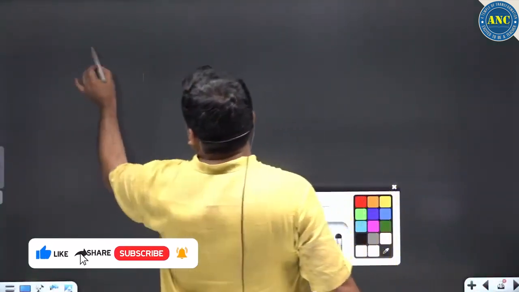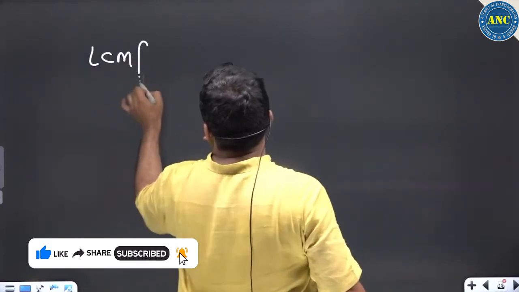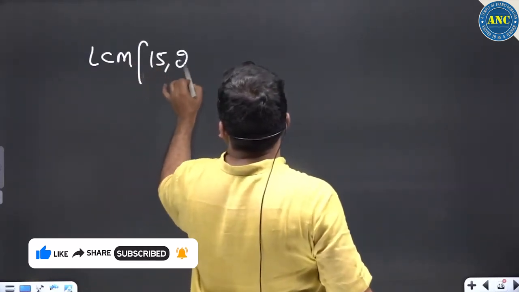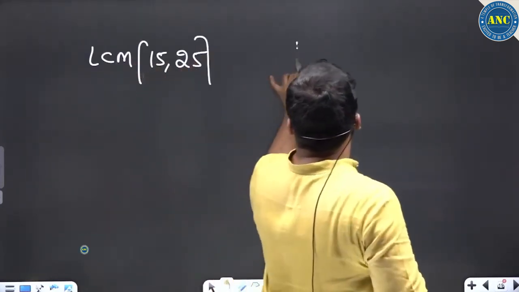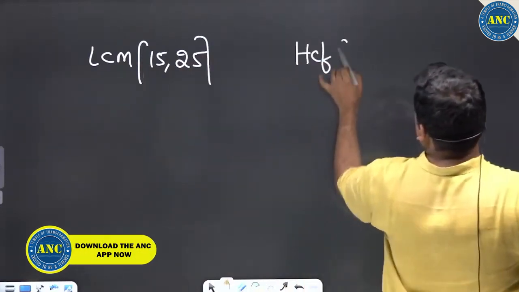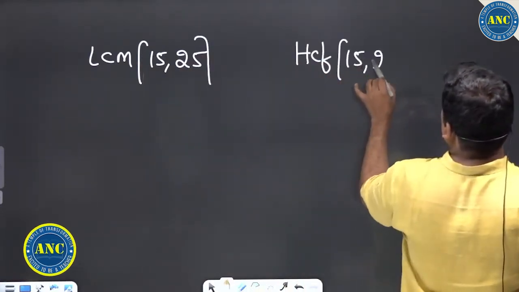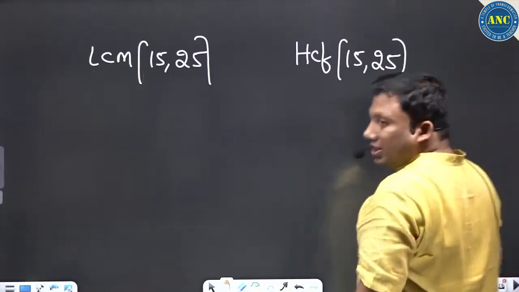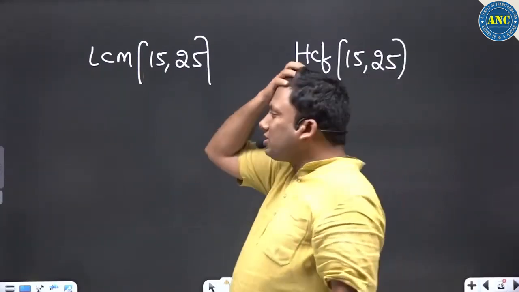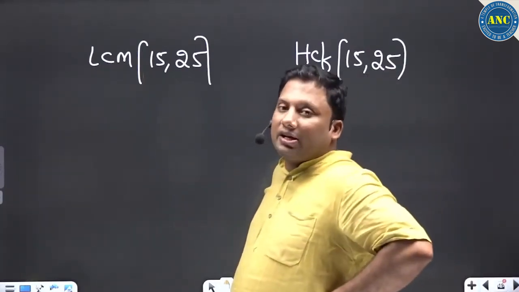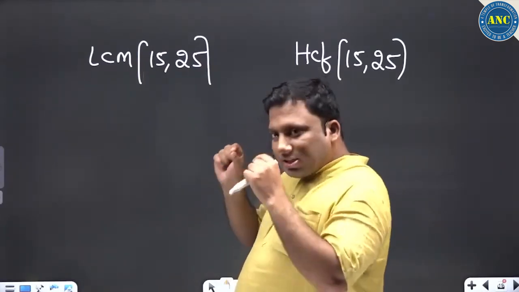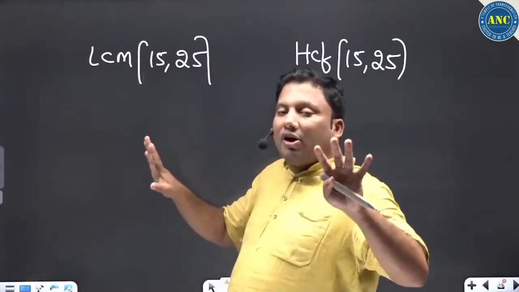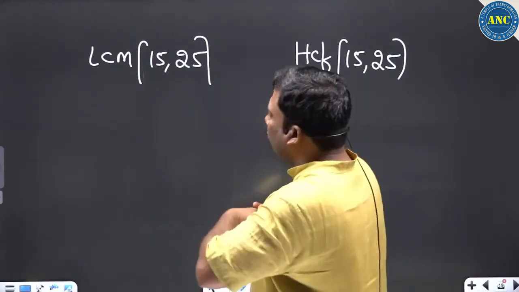LCM of 15, 25. HCF of 15, 25. Listen carefully, sir. This fourth example, LCM of 15, 25. If you understand this example, HCF also you can use an elimination approach.